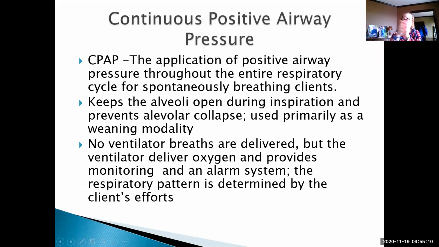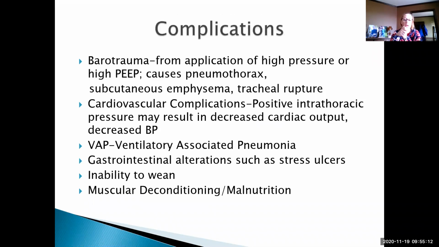Okay, VAP, our ventilator-associated pneumonia then. We know that that's a big core measure, that we have certain indicators that we want to make sure we're doing to prevent that from occurring. Then you have GI alterations, such as stress ulcers. That's also why we have our patients on those proton pump inhibitors, H2 receptor blockers, making sure that they don't develop those stress ulcers. Inability to wean once they're on a ventilator, especially if they have any underlying respiratory issues. Sometimes they're a little bit harder to wean and they may not be weaned off the ventilator.